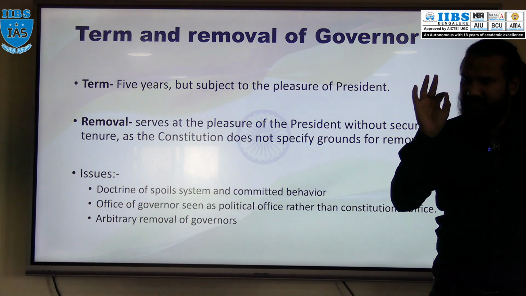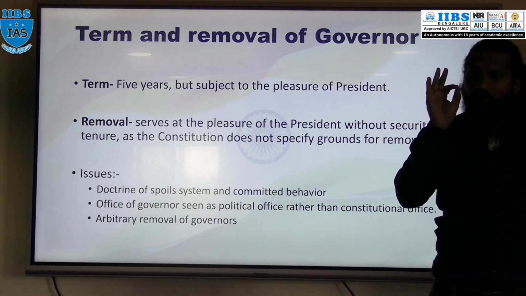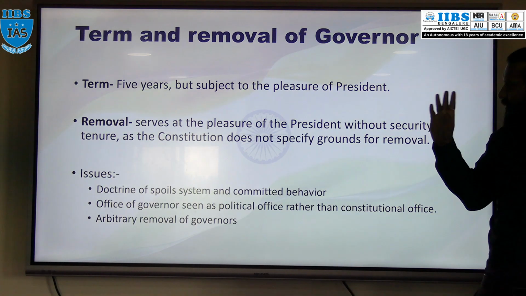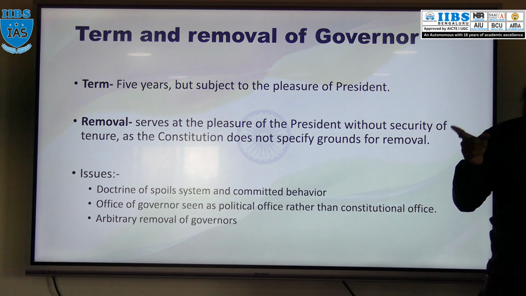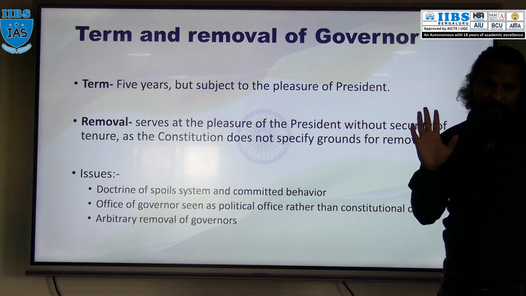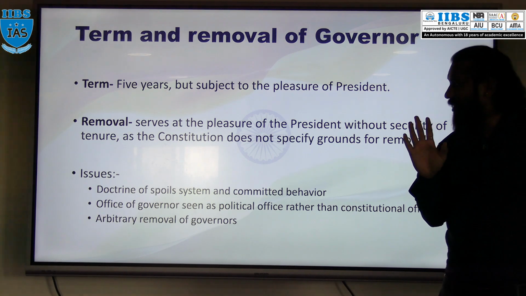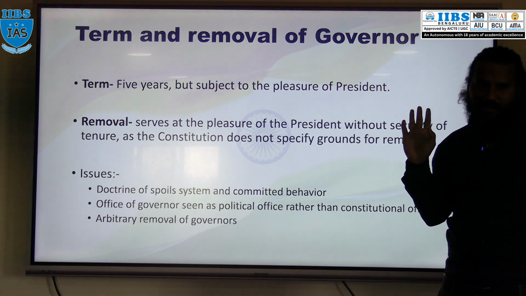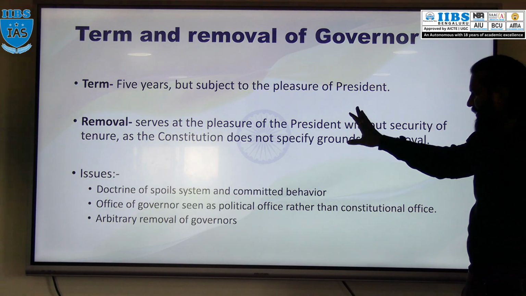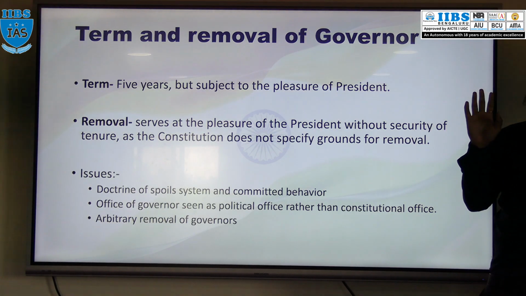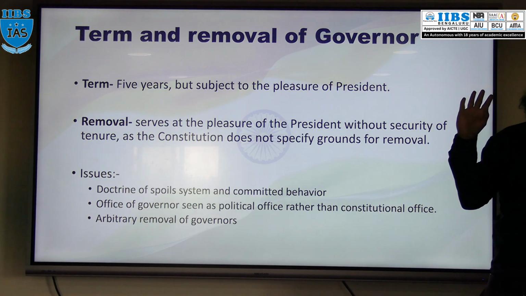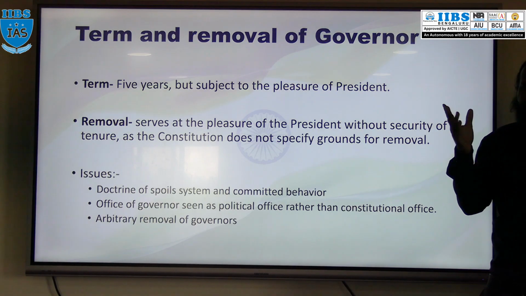In the constitution it is clearly mentioned that the governor holds office during the pleasure of the president. That means the president at any time can remove the governor. There is no fixed tenure for the governor. Are you understanding? So during the pleasure of the president, that means unless the president removes, the governor will continue the office.